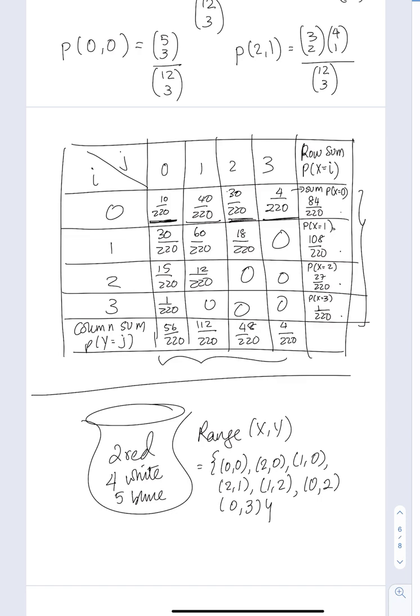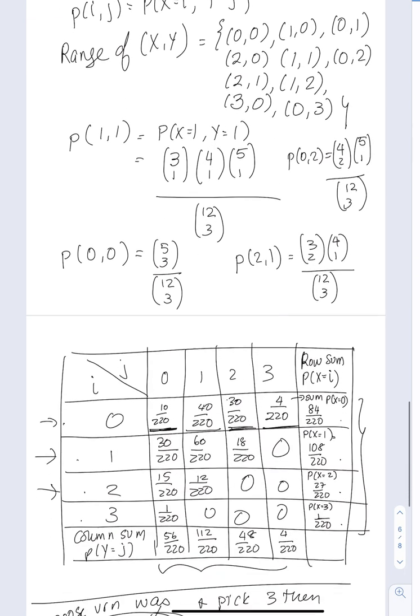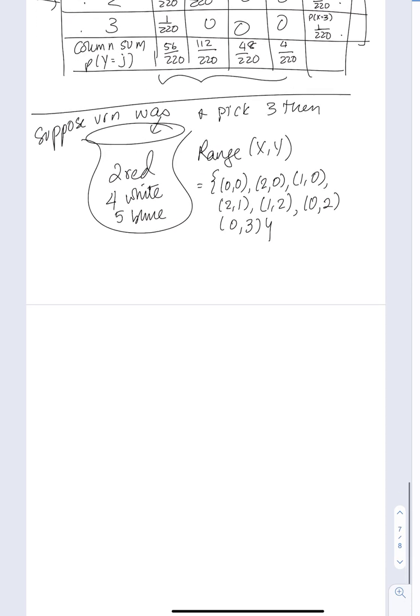So just showing you that in that case, you don't even need to go from 0, 1 to 3. You can just have only these 0, 1, and 2 rows. You don't even include the last row. Okay, so suppose the urn looks like this. Then you pick 3. Then the range of x comma y is given by this. So that's just showing you how you deal with joint mass functions and how you add up appropriate values to get the individual mass functions for x and y.